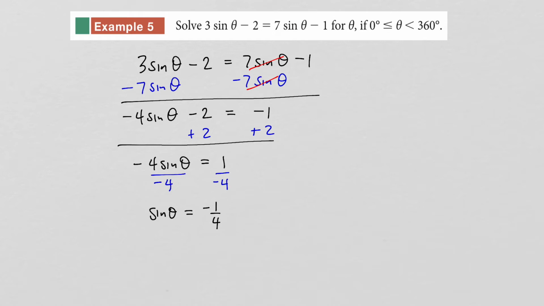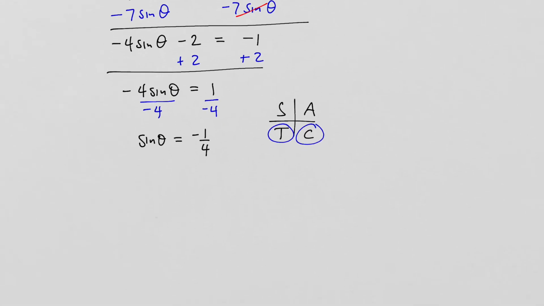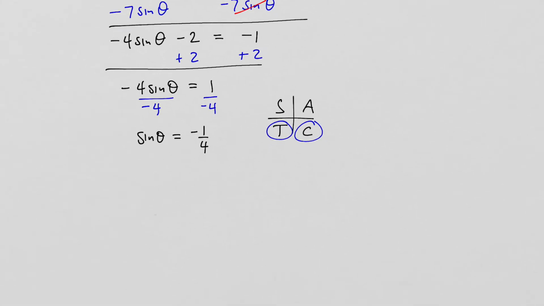Now we need to think about where this will occur. What are the angles for which sine is equal to -1/4? Well, again, we know that sine is negative in the third quadrant and the fourth quadrant. So if I draw a diagram of the angles, they would either have to be in the third quadrant or in the fourth quadrant.